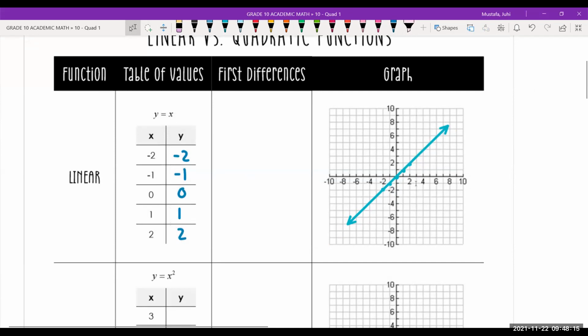Also, as a reminder, when you're graphing, make sure you put arrows on both of your ends, and also make sure you label your lines. So the equation for this line is y is equal to x.